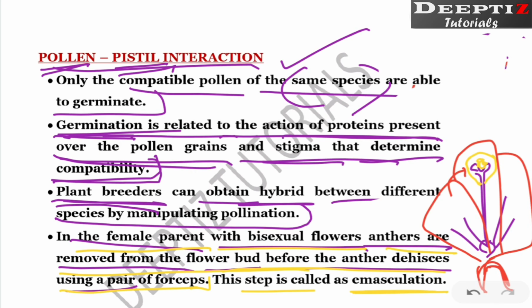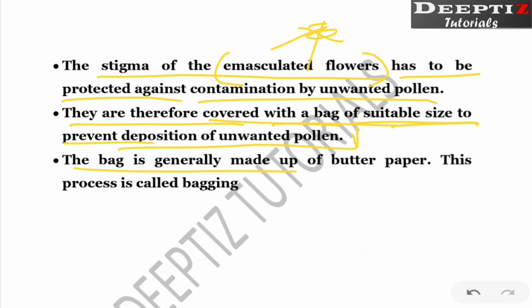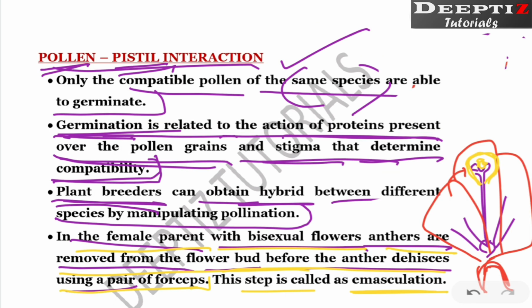If you remember, I told you there will be a bag protecting this stigma region. Now, the bag is generally made up of butter paper. This process is termed as bagging. Now, what will be there? Whenever the breeder needs to put any pollen of the desired variety, this butter paper bag will be removed and the pollen will be kept here or dusted onto the stigma. Again, it is temporarily covered. Why? We don't know whether a few more pollen may accidentally come, and that pollen may grow faster. To prevent that, for a little more time this will be covered.